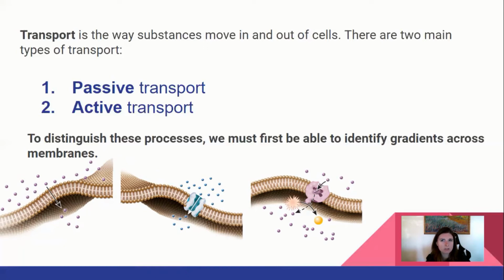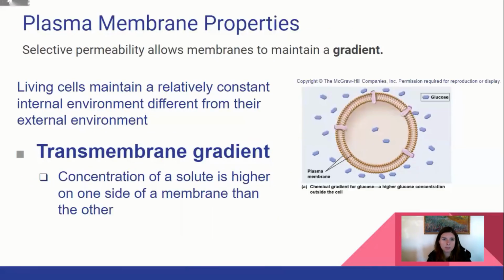However, in order to distinguish which we're looking at, passive or active transport, we first have to talk a little bit about gradients. So a really useful property of membranes is the fact that they can regulate what goes in and out and when, which allows them to maintain what's called a gradient, which just means that we can have a lot of a molecule concentrated on one side of the membrane, and then a small amount of that molecule loosely dispersed on the other side of the membrane.